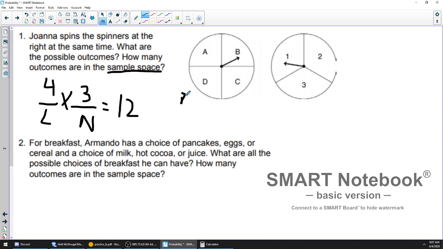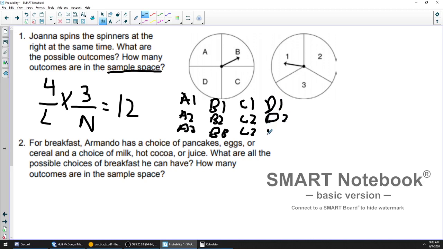And if I were to write it all out, it would be A1, A2, A3, B1, B2, B3, C1, C2, C3, D1, D2, and D3. 1, 2, 3, 4, 5, 6, 7, 8, 9, 10, 11, 12. So these are my total choices that we got. We did the math here. We got 12 as well. So either way works. You could count them all out, or you can do the multiplication.